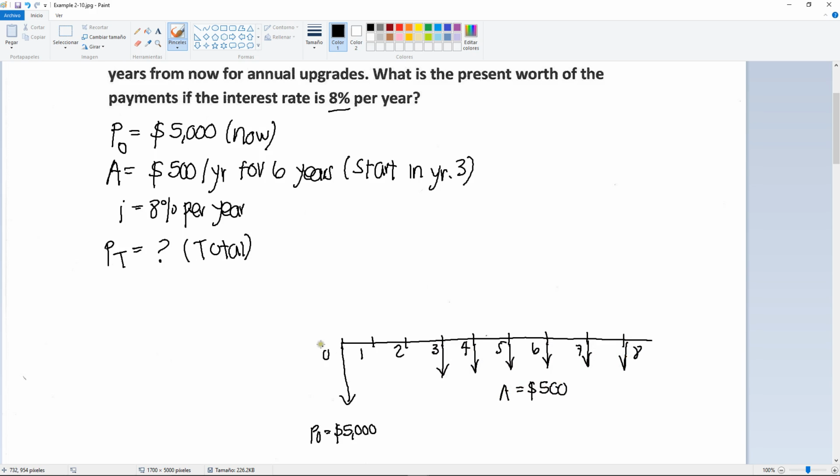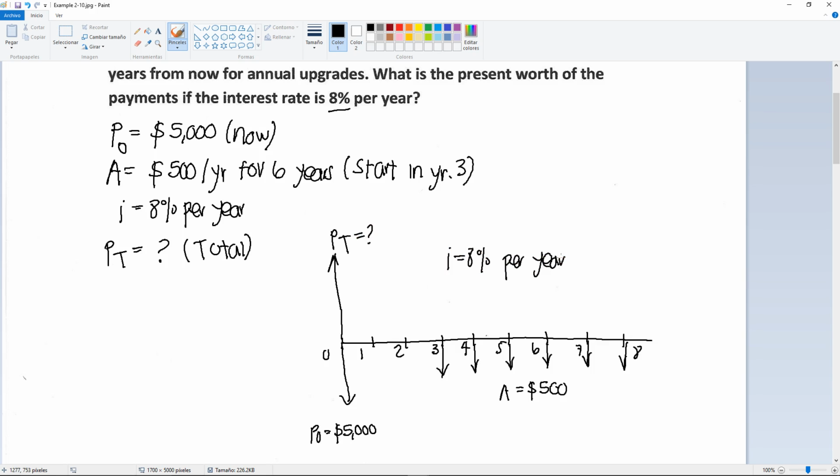So we are looking for P that includes this P plus the equivalent value of all of these payments in year 0. I'm just going to put it here going the other way, just to differentiate it. We're going to get a negative because they're all negatives, but still we put it here. We include the interest, 8% per year.